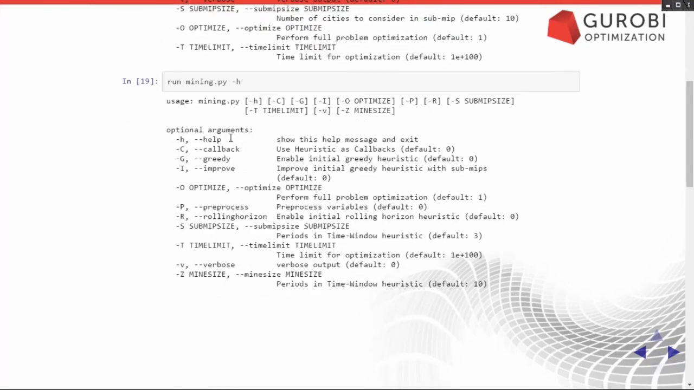And for the mining, it's a bit more. You can also enable the use of callback heuristics. You have the greedy heuristic, you have the improving heuristic, and you can also decide to optimize or not to optimize.